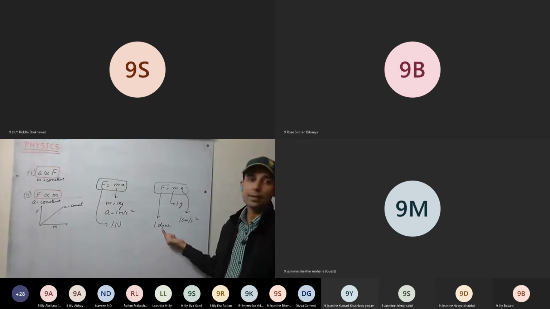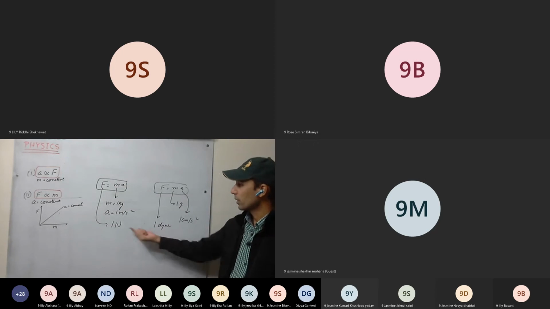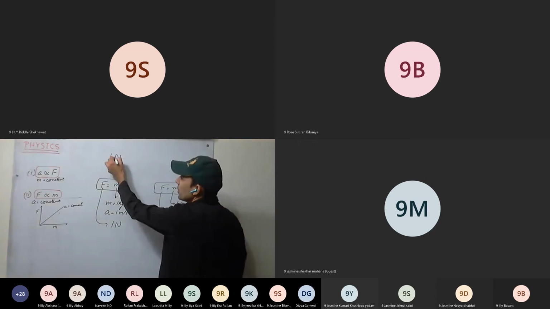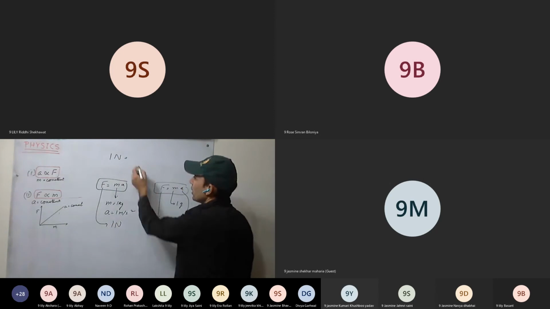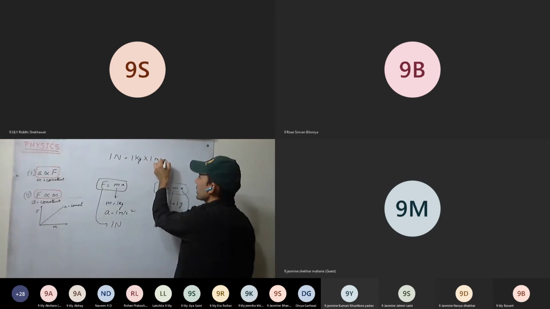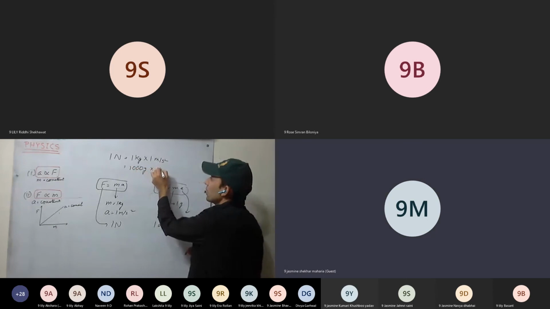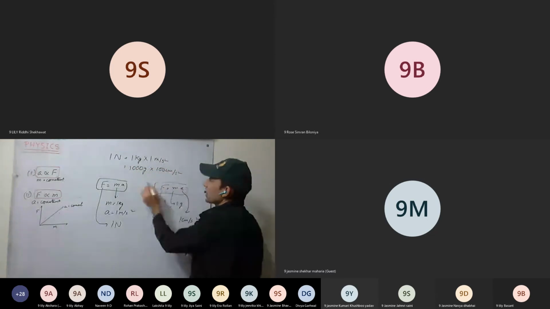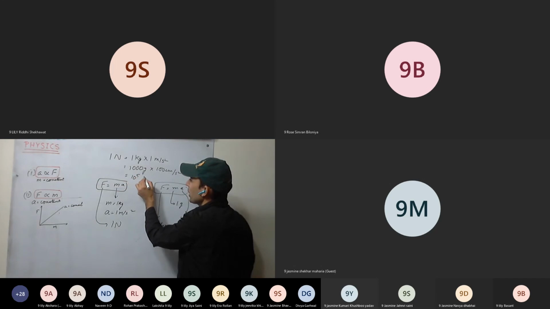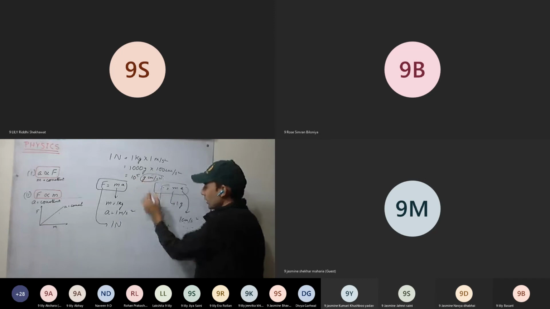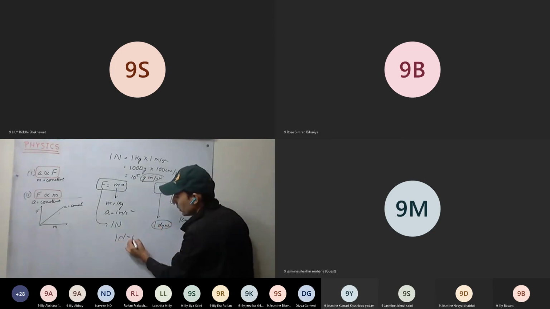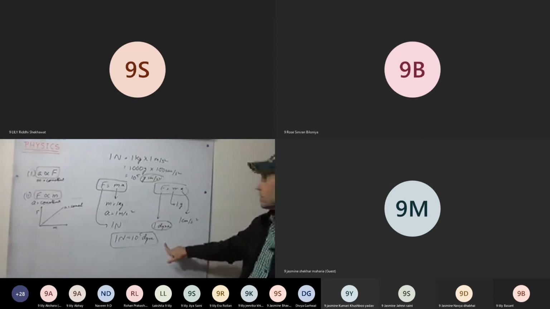How are 1 Newton and 1 dyne related? 1 Newton equals how much? 1 kg into 1 meter per second square. Now convert it into grams and centimeters: 1000 grams into 100 centimeters per second square. This is 10 raised to power 5 gram centimeter per second square, and this is 1 dyne. So 1 Newton equals 10 raised to power 5 dyne. Is this clear? Any doubt here?